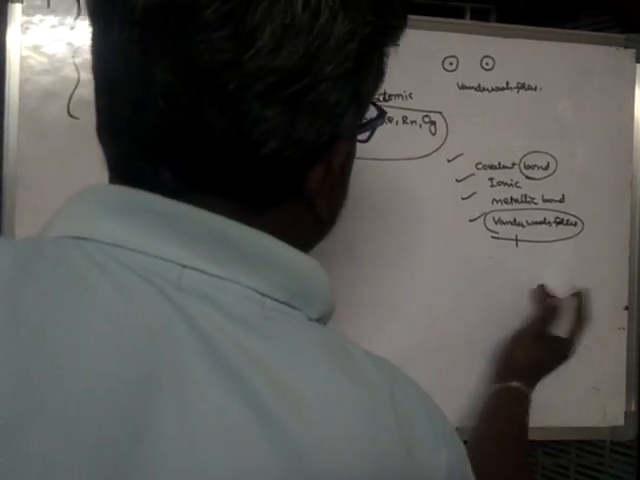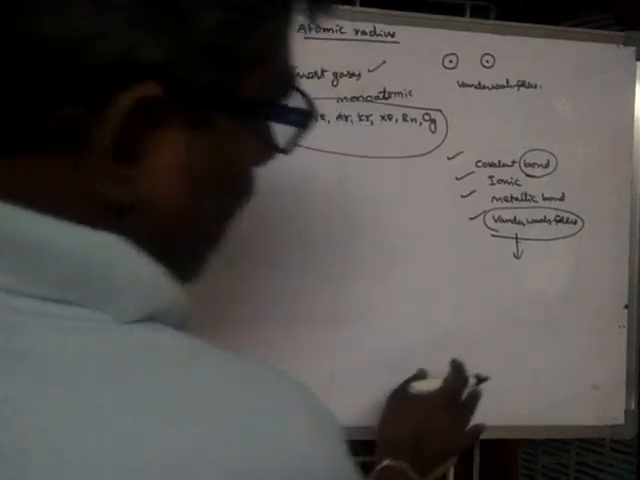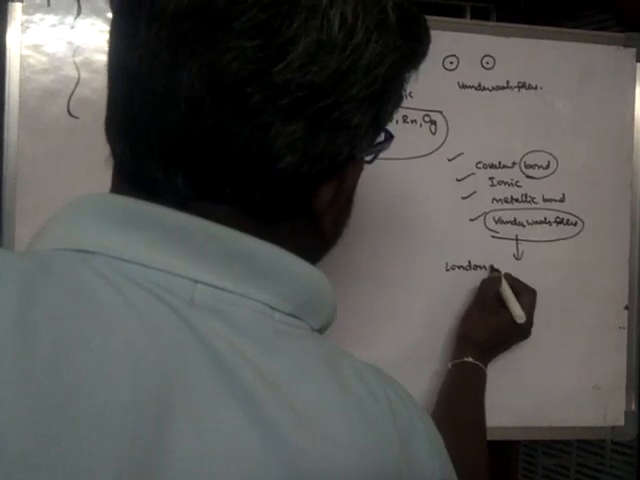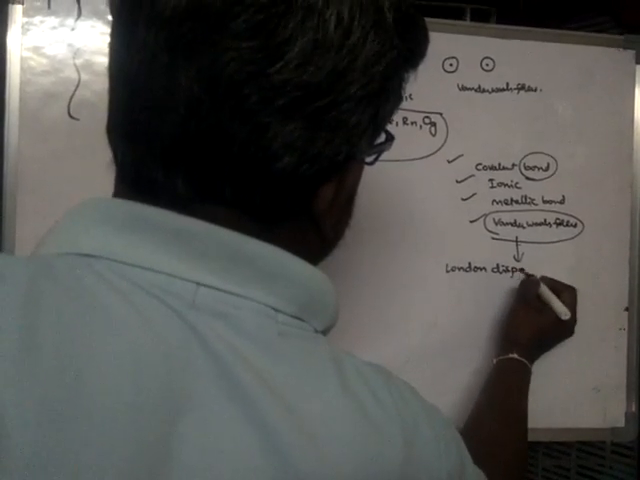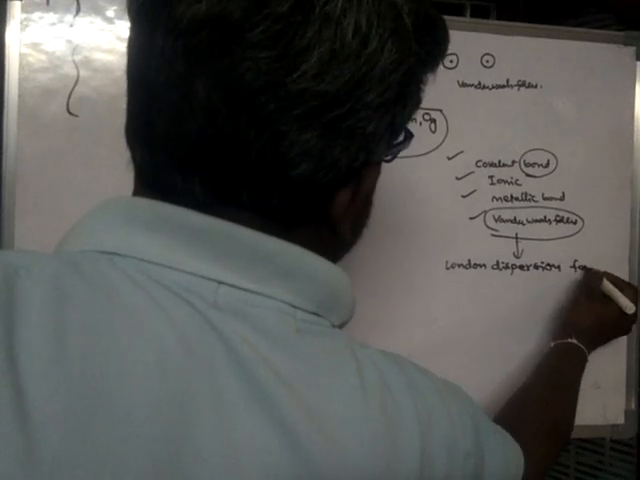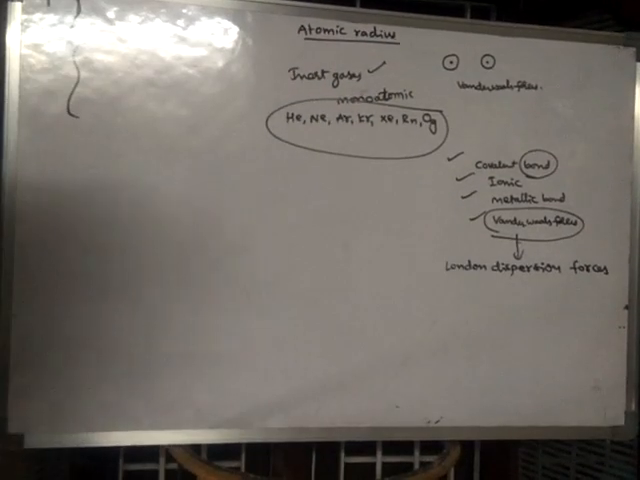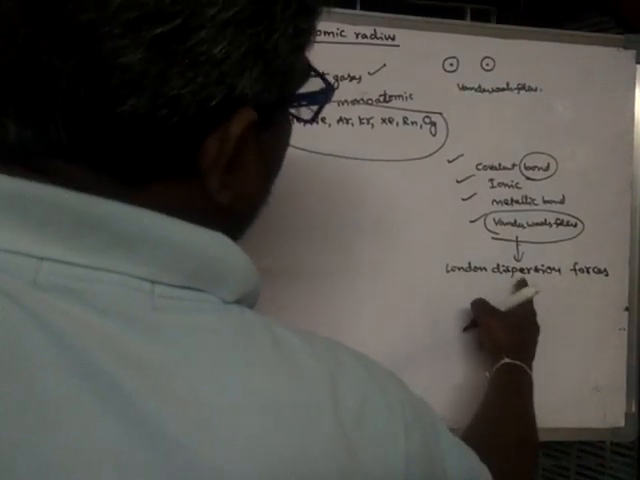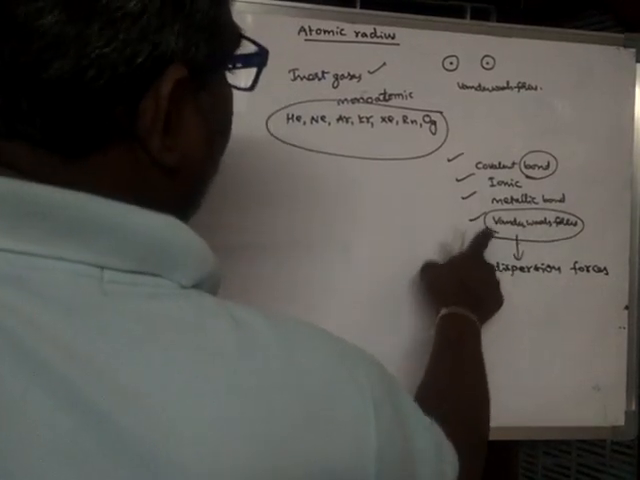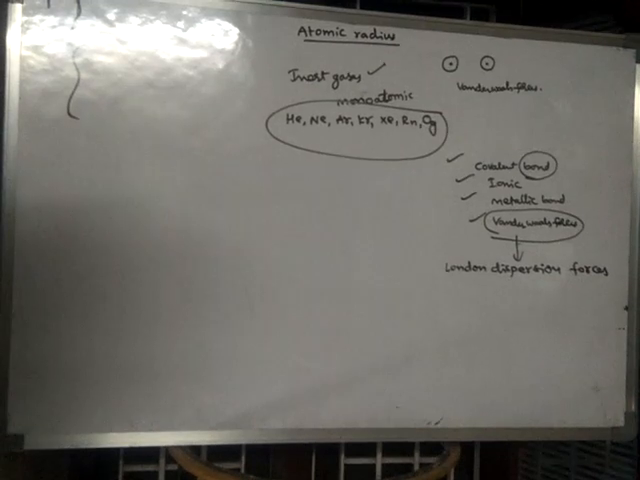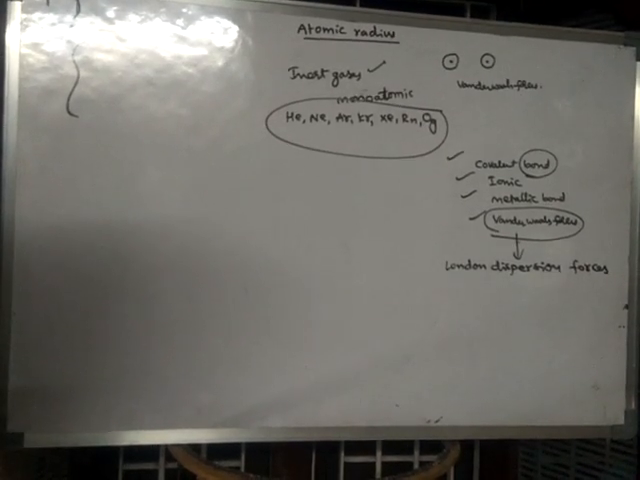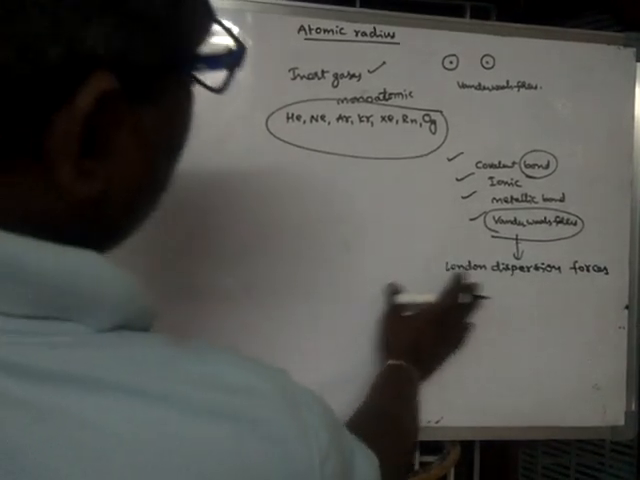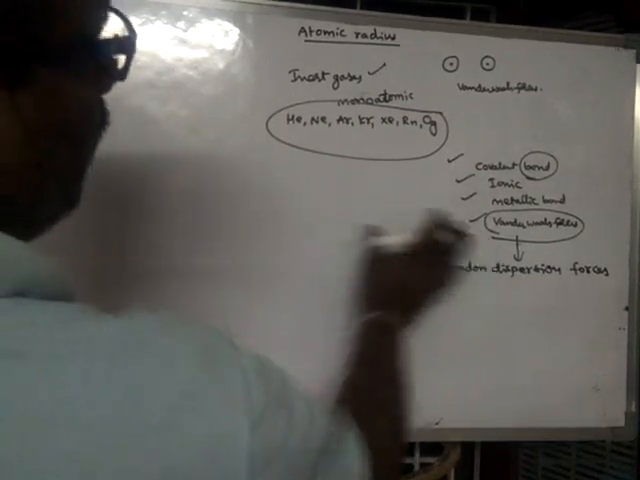Out of several types of van der Waals forces, the very weakest among all are said to be London dispersion forces. The weakest forces which exist in nature are London dispersion forces. London dispersion forces are one type of van der Waals forces. Van der Waals forces are of several types: dipole-dipole interaction, dipole-induced dipole interactions, and London dispersion forces. So these three types of van der Waals forces are there.